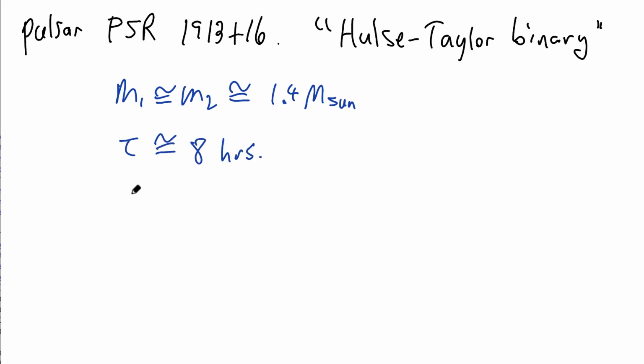Now the orbits of the stars are not circular, they're elliptical. So the separation between the stars varies between about 1.5 times the radius of the Sun and about 5 times the radius of the Sun. So our analysis of the gravitational radiation for binaries in circular orbit doesn't really apply here, but we can go ahead and use some of these numbers to get a rough order of magnitude estimate of the effects of the gravitational waves on the Hulse-Taylor binary system.